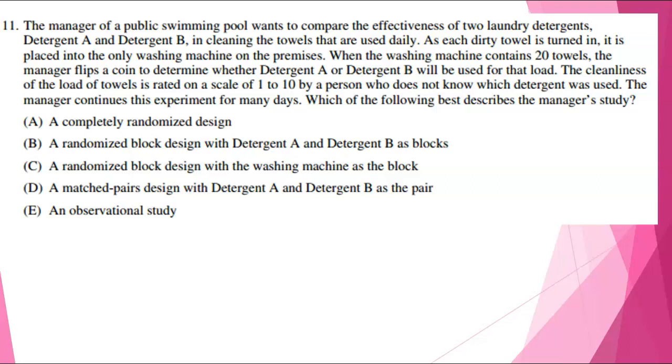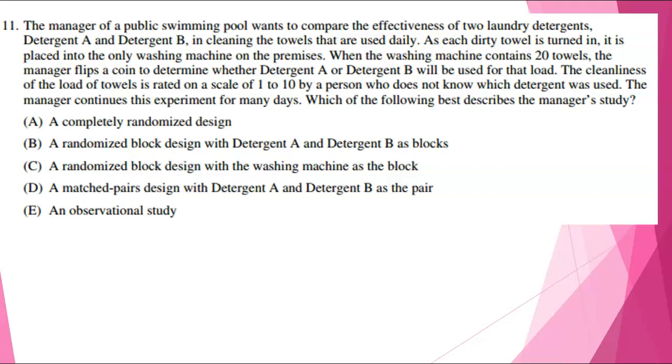We had two different types of detergents, and different loads of laundry got one or the other type of detergent. So we know it's not an observational study. All right, in this case, for it to be a block design, then what would happen is we would have to be breaking up the loads of laundry by some sort of characteristic.